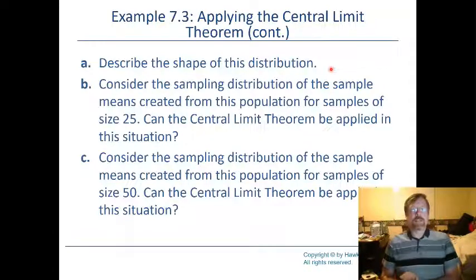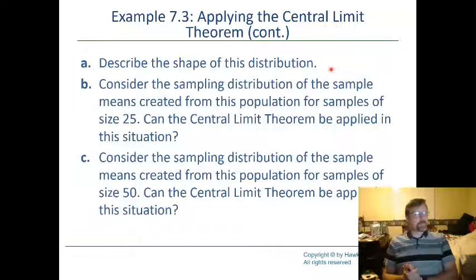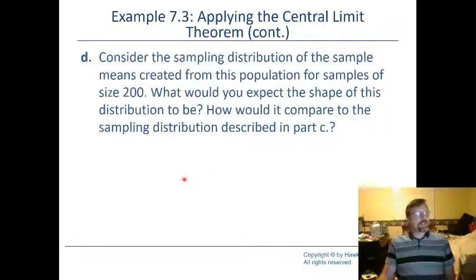Okay, so what is the shape of this distribution? If we look at samples of 25, can we apply the central limit theorem? If we look at sample sizes of 50, can we apply the central limit theorem? And finally, if we use a sample size of 200, can we apply the central limit theorem? And what shape do we expect, and how would that compare to the shape we get from part C?